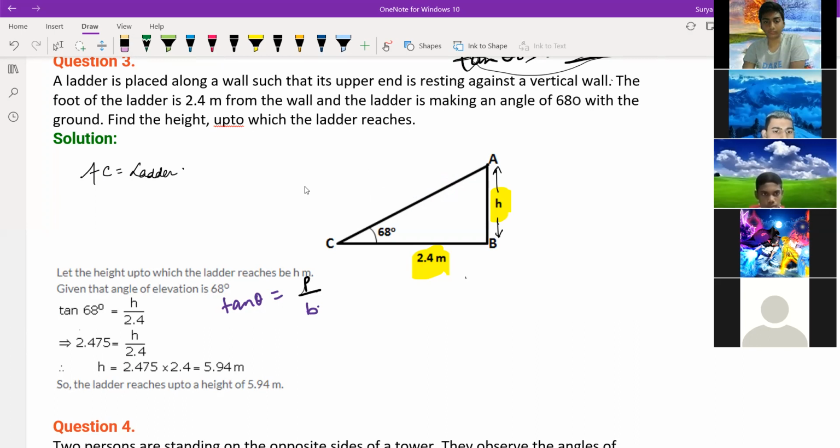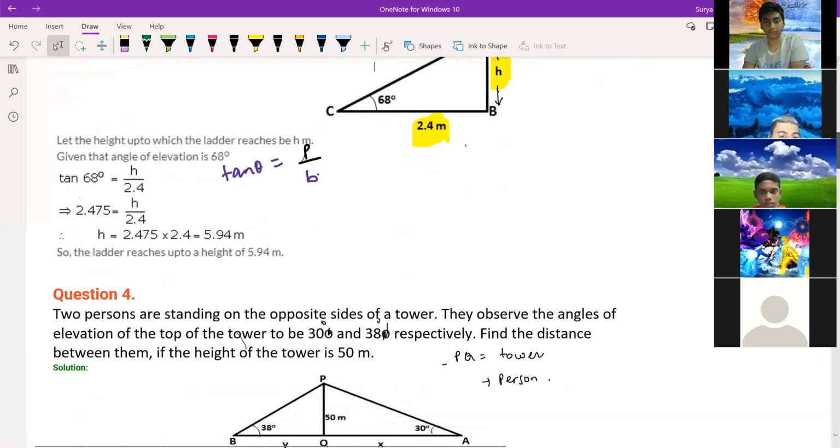So tan 68 is equal to h by 2.4. You got, Shreyas? Yes, sir. Samarth, you got 1. Now you got the answer. How did you get 1? Actually, sir, when I took that angle CAB, I got 2.4 by 2.4, so h got cancelled. That's why I got 1. 2.4 by 2.4 you got, right? Yeah.